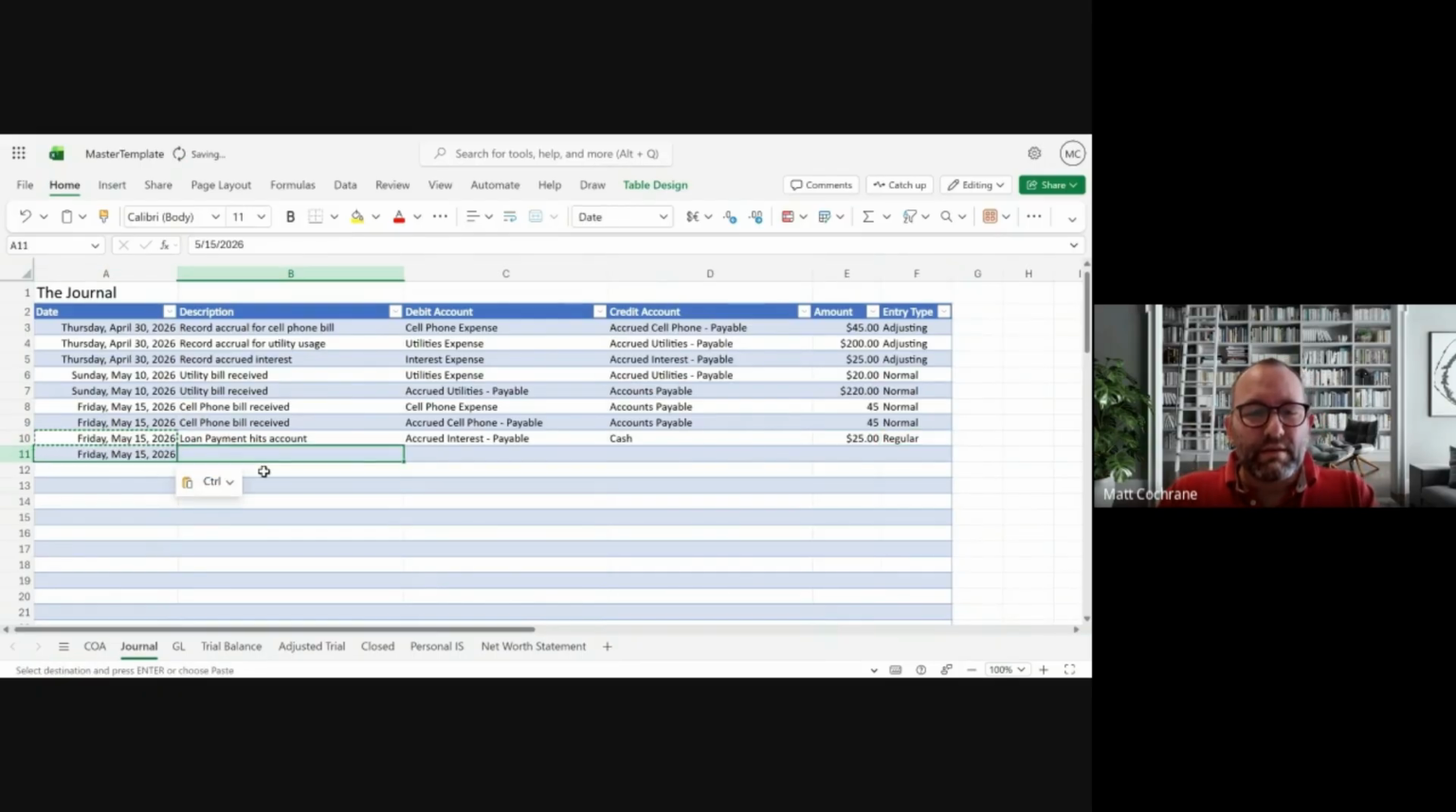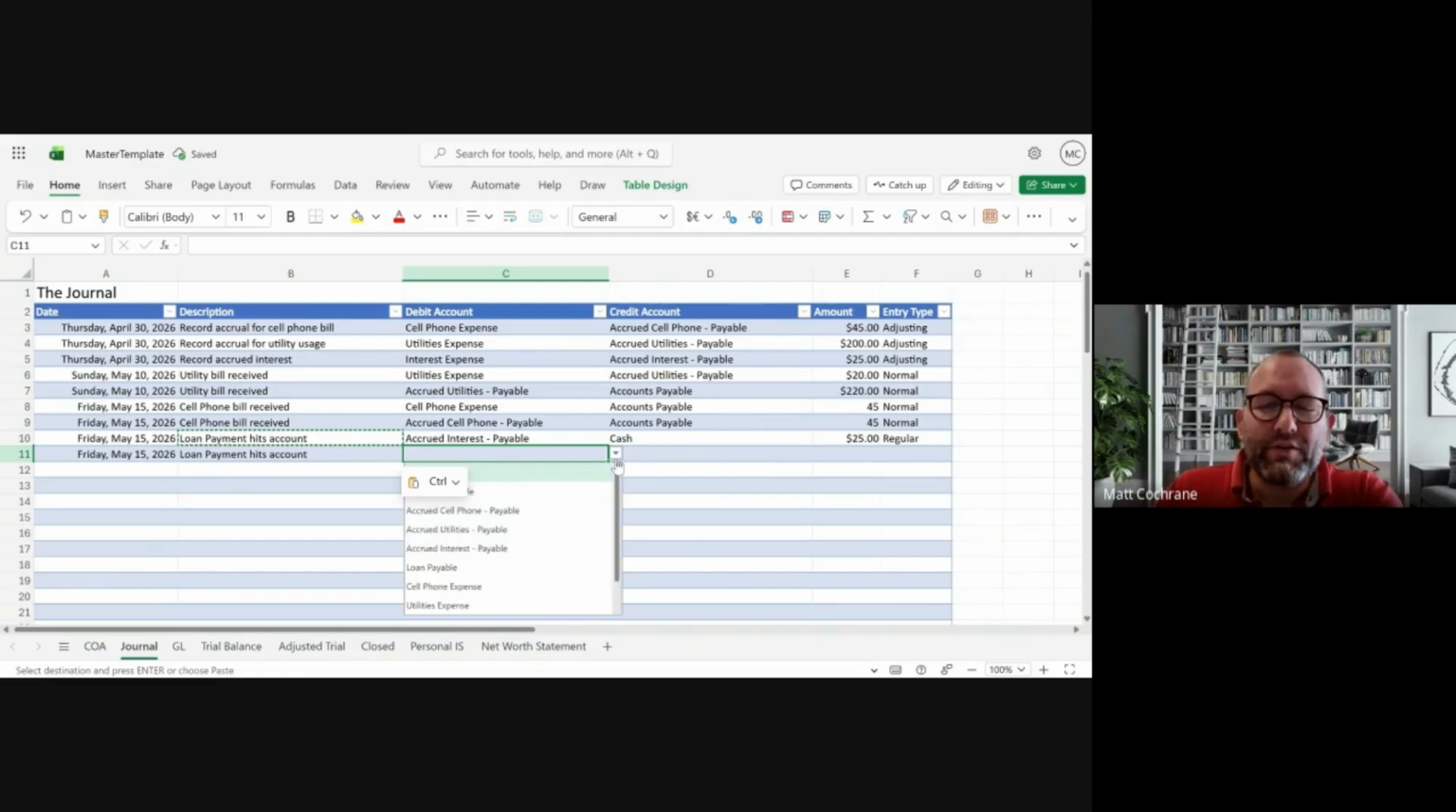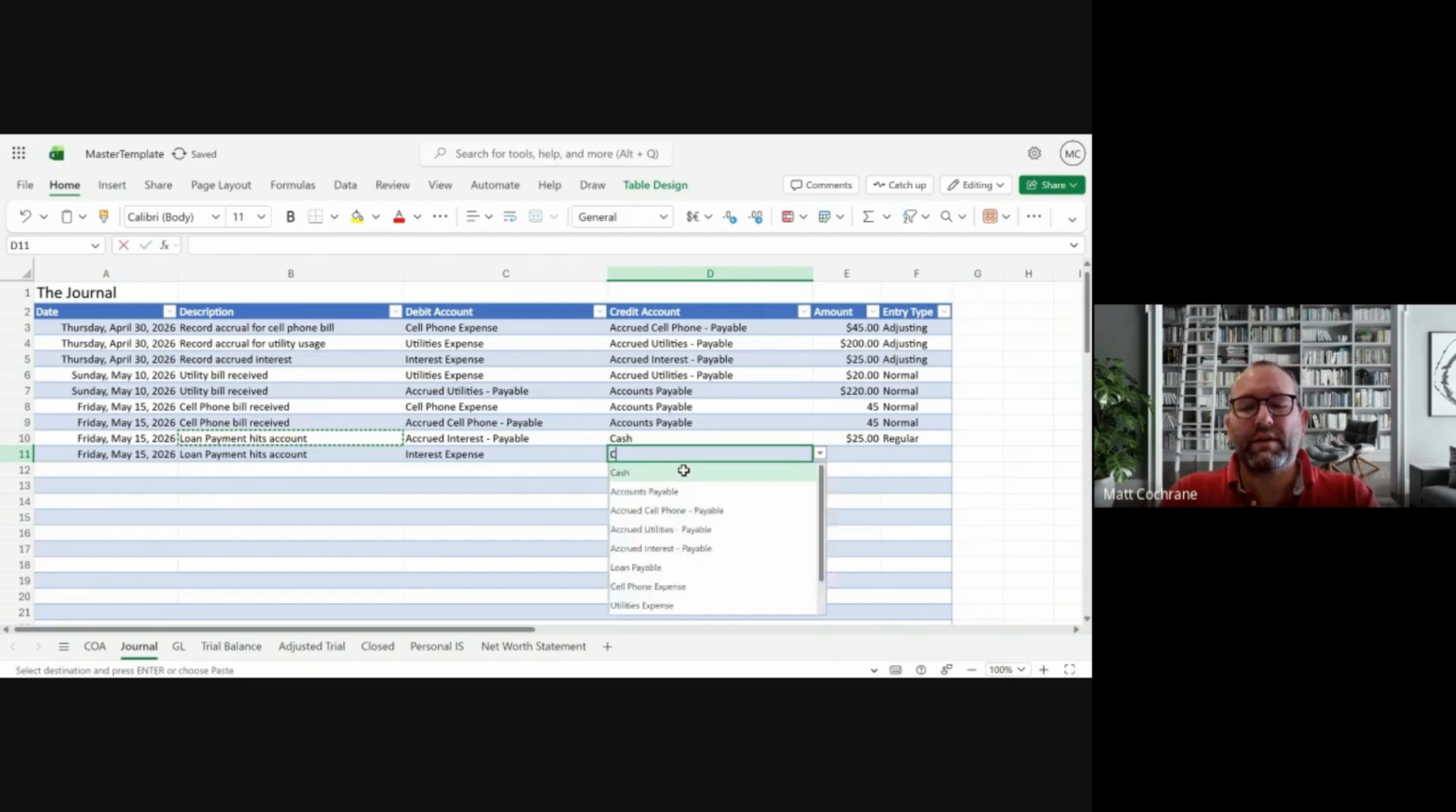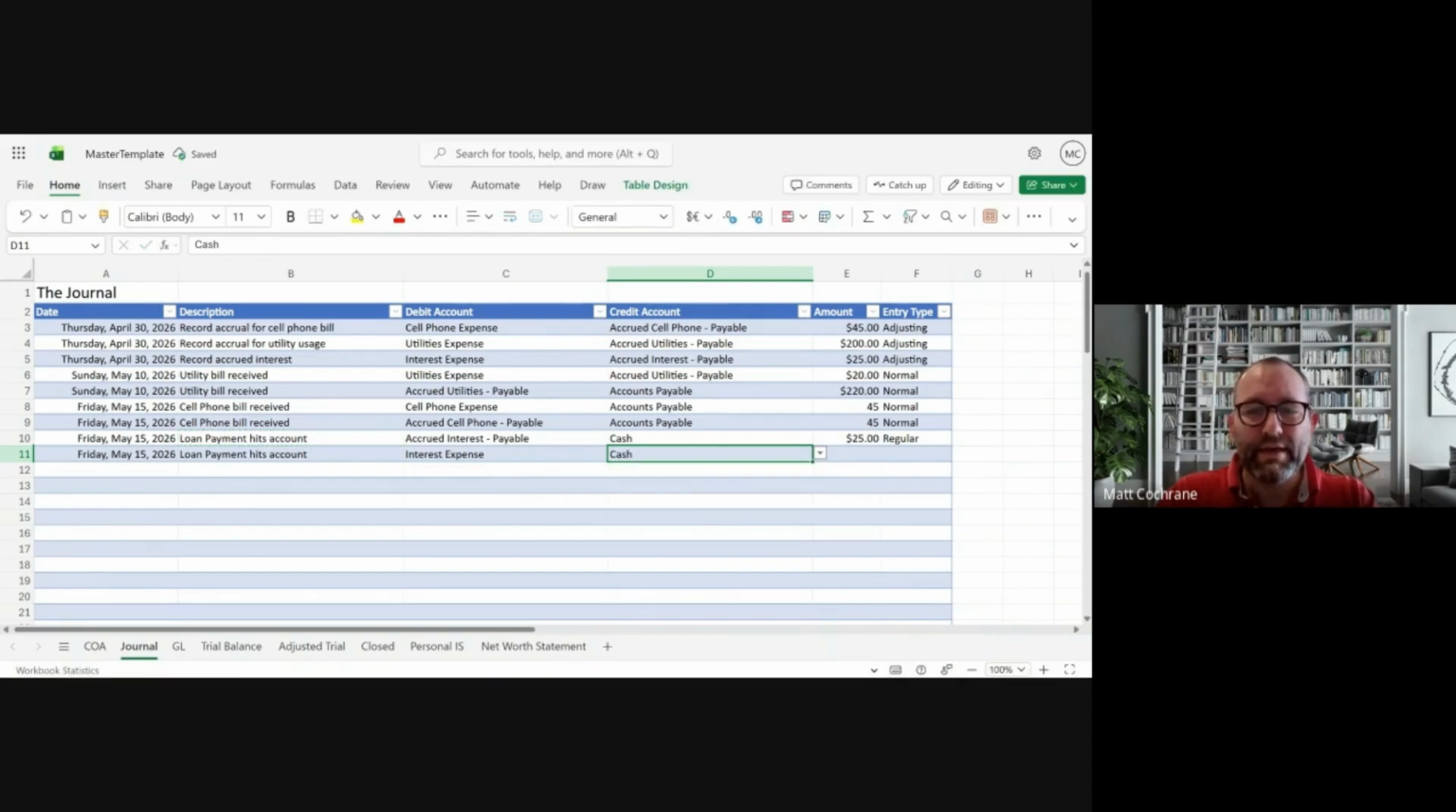Next, okay, same thing, loan payment hits account. We have our interest expense for cash. Okay, again, accrued interest payable, this relates to the period before, okay, at the adjusting entry. We're clearing that out. Part of the payment goes towards that. The other part goes toward the interest expense in this period. That's 25 and regular.